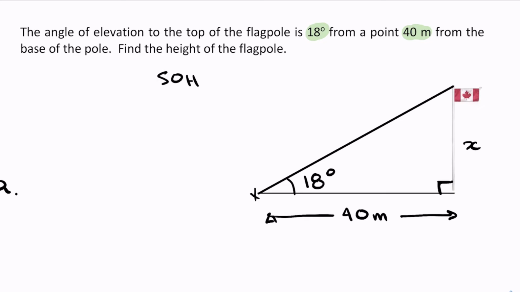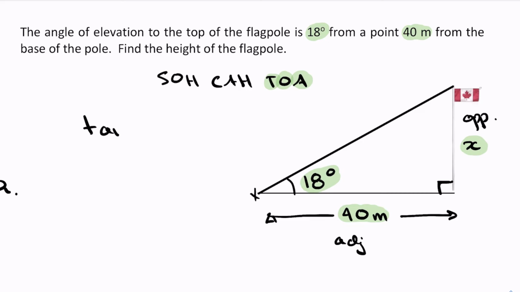Let me just write that down. TOA, and identify what piece of information we have. We have the angle, which is our reference angle of 18. We have our adjacent side, and we have our opposite side. So we have the adjacent, and we have the opposite, which is what we're looking for. Well, what in SOHCAHTOA has both opposite and adjacent in it? It's the tan function.